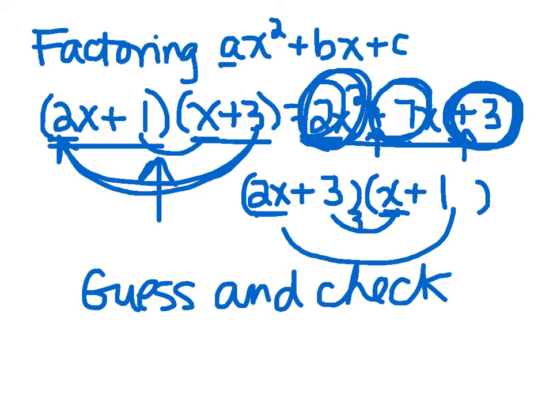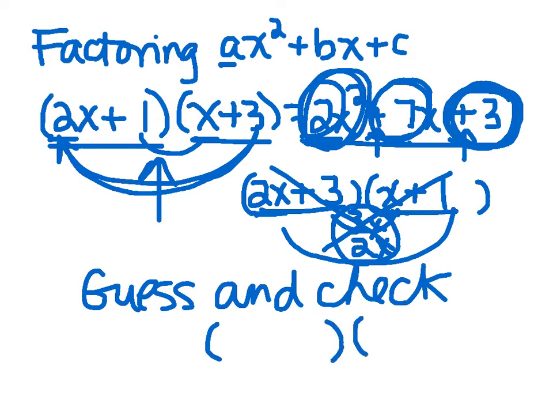This part gives me 3x, and this gives me 2x. Do these add up to 7? No, they don't. So my guess was 2x plus 3 times x plus 1. That was the guess. It didn't work because the O and the I don't work out. So I go back to the drawing board. I'll draw my parentheses. I'll put in my variables. I'll put in my signs.